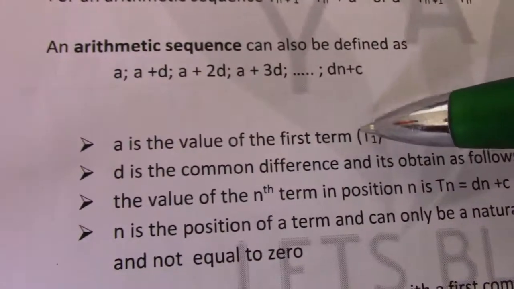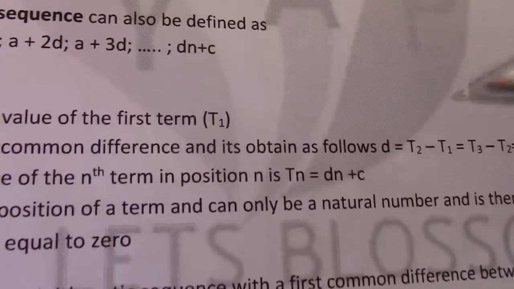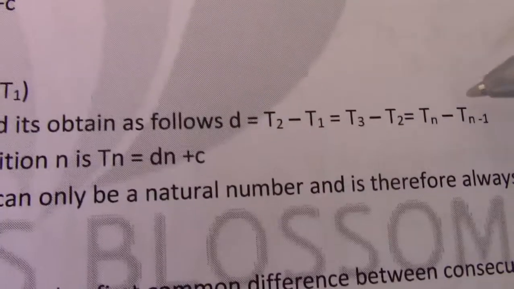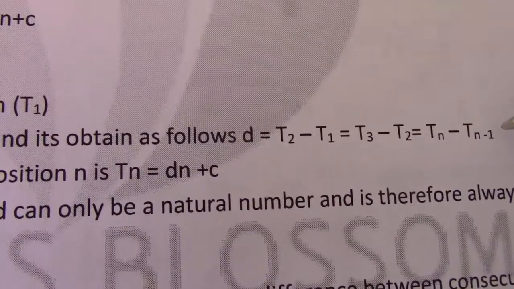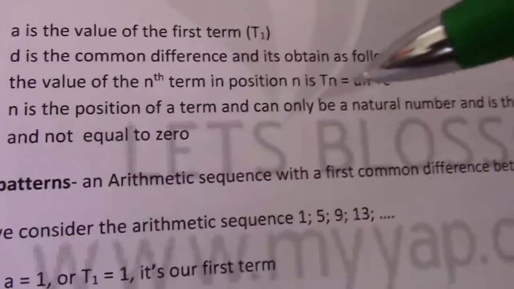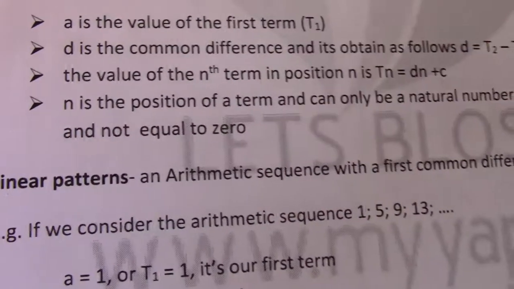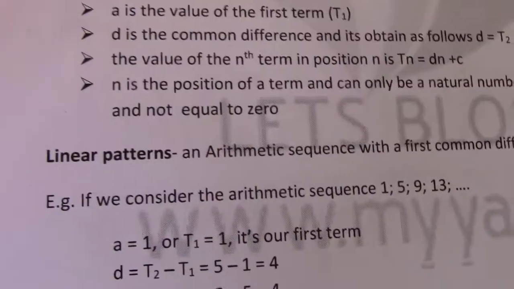So term 4 is 1 less, term 3, 1 less, term 1, etc. a is referred to as the value of the first term. d is the common difference and is obtained, as I said, term 2 minus term 1, or term 3 minus term 2, or Tn minus Tn minus 1. The value of the nth term, Tn equals a plus (n minus 1)d. n is the position of a term and can only be a natural number. Therefore, it's always positive and not equal to 0. So n is not allowed to be negative.